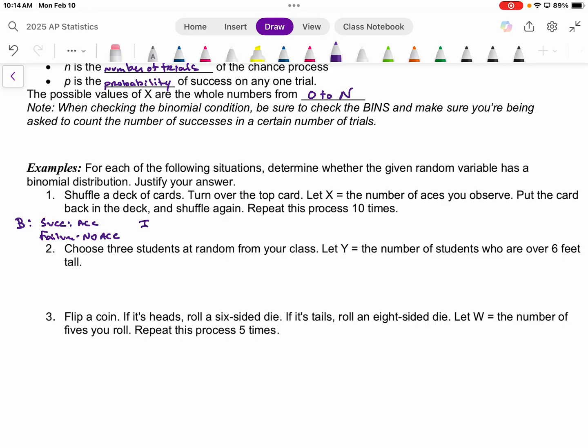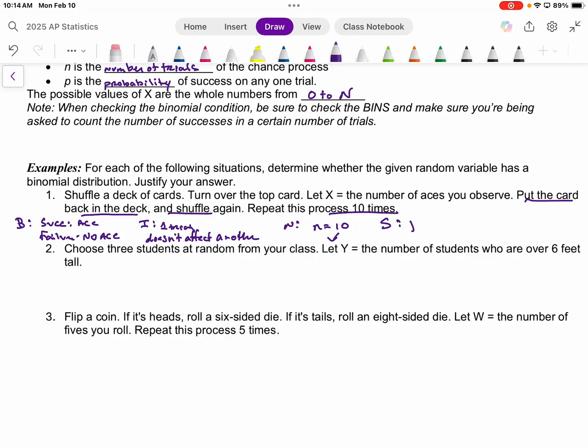Independent, the I. They tell us in here that you put the card back in the deck and shuffle again. So one trial doesn't affect another. So we have independence there. The N, fixed number in advance. They tell us we're doing this 10 times, so N is equal to 10. So yes, that's fixed.